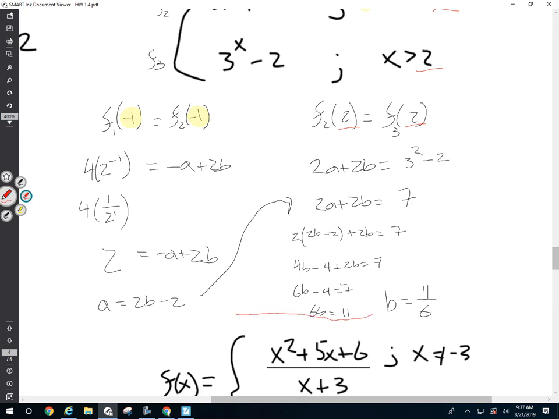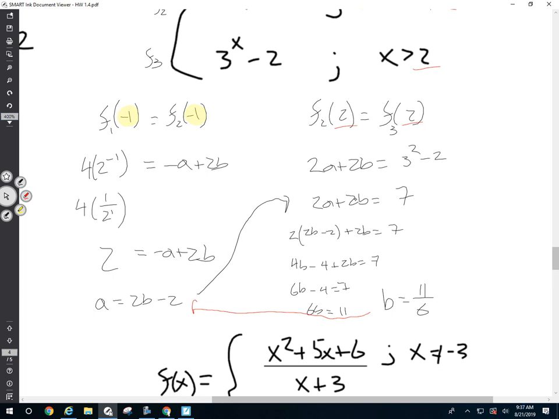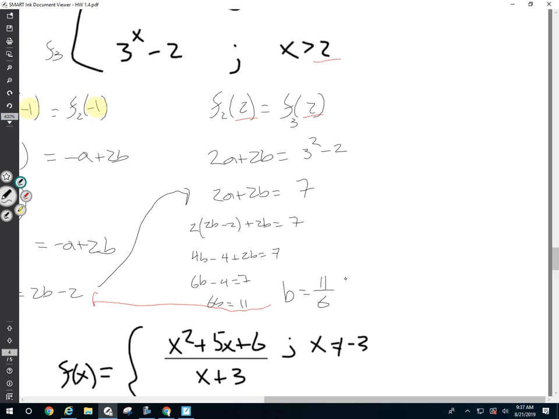A is equal to 2b minus 2. So a equals 2b minus 2. This turns into 11 thirds. Okay, that's 22 sixths divided by 2. It's 11 thirds minus 2. 2 is 6 thirds. 11 minus 6 is 5. So a is 5 thirds. So that's my answer for b and for a.